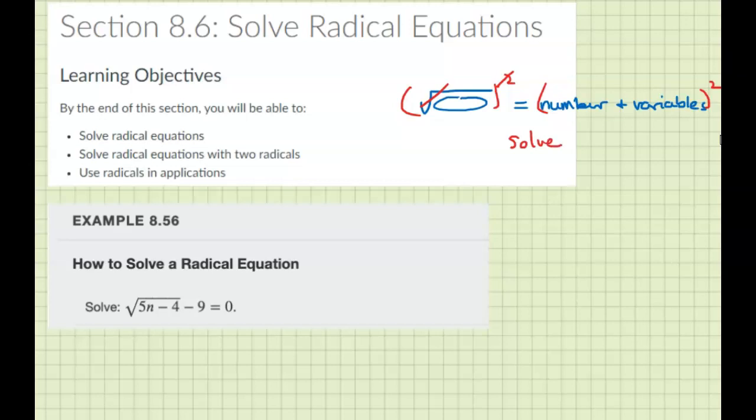Now at the end, when you get a solution, it's required to check. So you're required to check the solution in the original equation, or at least in one of the equations that still has the radical in it.